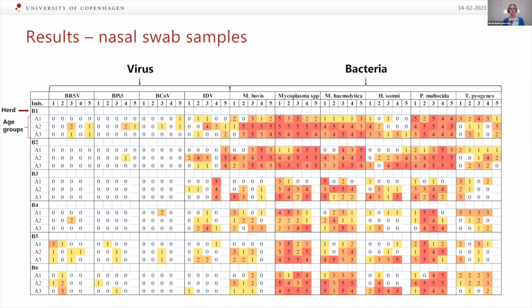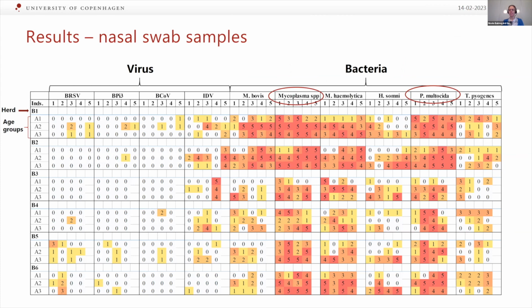And this table shows the result for all the nasal swab samples collected in this project for all the 6 herds and for all the different age groups. And the numbers in the squares are the number of positive calves within a certain sampling round.